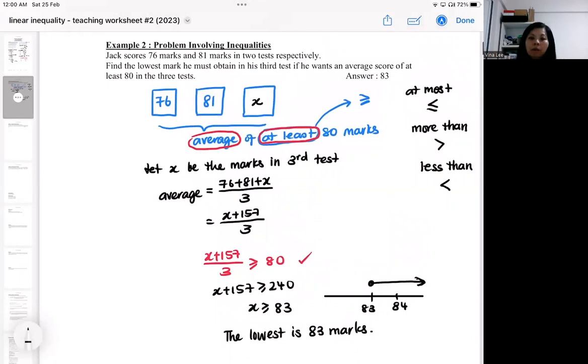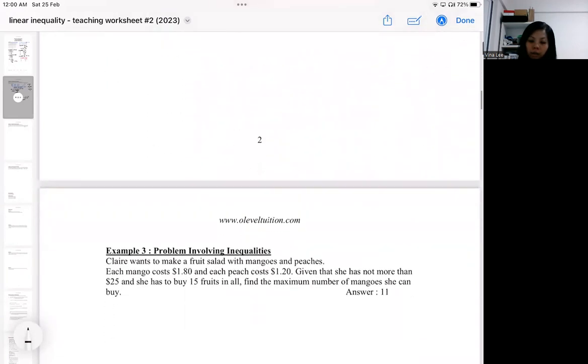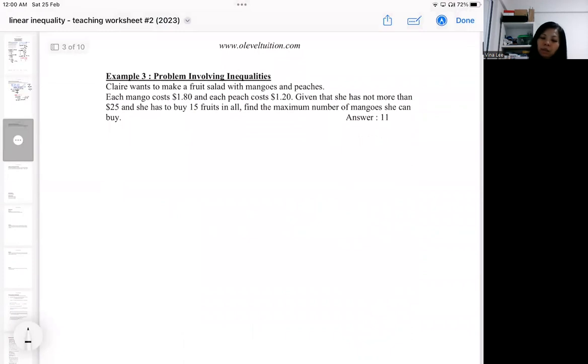Okay, so in this question, we form the algebra for the average mark because we are dealing with the average. Okay, and in the next question, it's something to do with money. So Claire would like to make a fruit salad with mangoes and peaches. So we know the cost of a mango, we know the cost of a peach. So she has not more than $25. That means she can spend $25 or less.